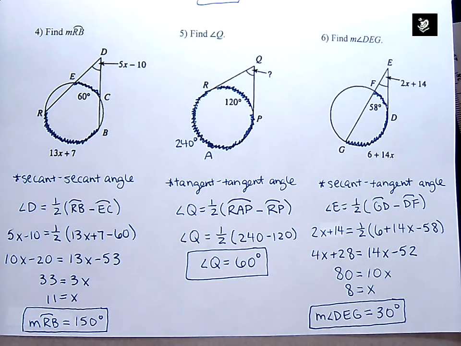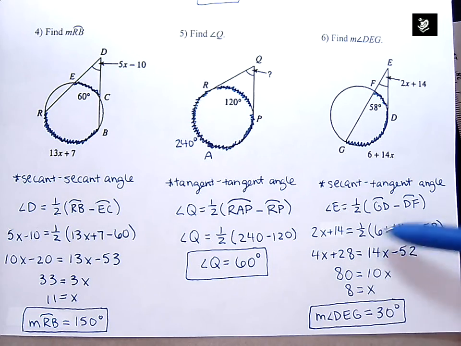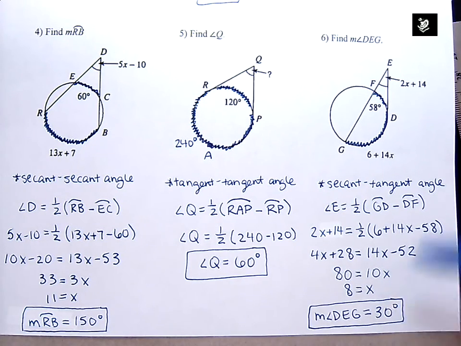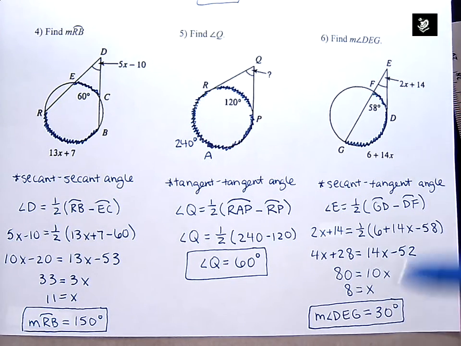And last but not least, angle E out here is formed by a secant and a tangent. It's 1/2 the major, which is 6x plus 14x, minus the minor, which is 58 degrees. Again, you've got to move things around and solve all the algebra here. You get x is 8, but to find the measure of angle DEG, you have to plug it back into your expression, and you should get 30 degrees.